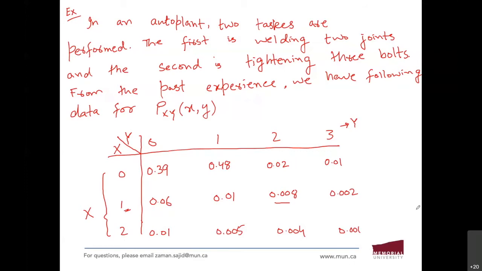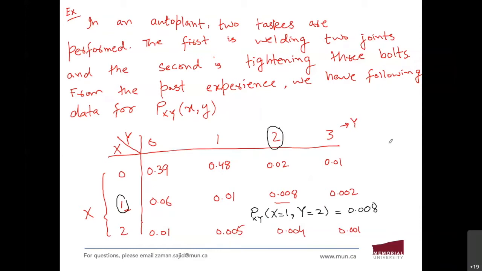So this value basically is P of xy when your x value is 1, you go on this side and the x value is 1 here, and when your y value is 2, you go on the top, this is my y value, the probability value turns out to be 0.008. This is how you interpret this.